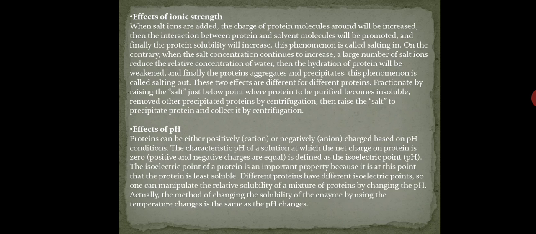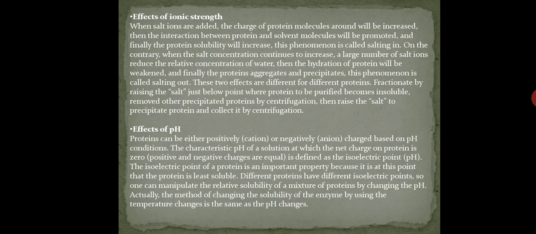This isoelectric point of a protein is a very important property. Why is it important? Because at this point the protein is least soluble. Since there is no charge, neither positive nor negative, it is very less soluble. Different proteins have different isoelectric points. Why? Because proteins are made up of amino acids, and enzymes are proteins. Some amino acids are positively charged, some amino acids are negatively charged.